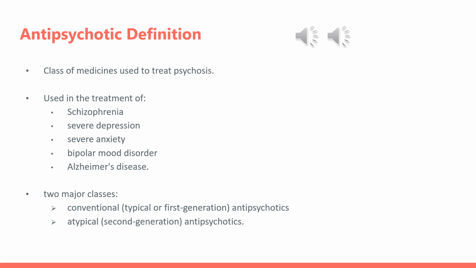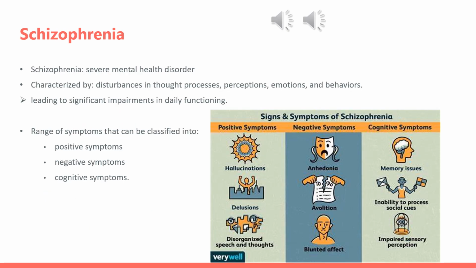We are mainly going to be discussing the implications of antipsychotics on schizophrenia, and as such, it's important that we grasp the basic principles of that disease. Schizophrenia is a severe mental health disorder characterized by disturbances in thought processes, perceptions, emotions, and behaviors. It affects the way a person thinks, feels, and acts, and often leads to significant impairments in daily functioning. Individuals with schizophrenia may experience a range of symptoms that can be classified into three main categories: positive, negative, and cognitive symptoms, as seen in the picture below.